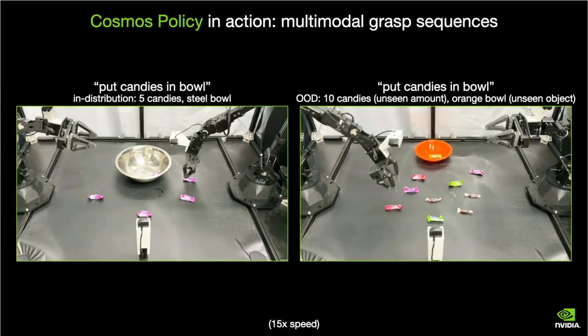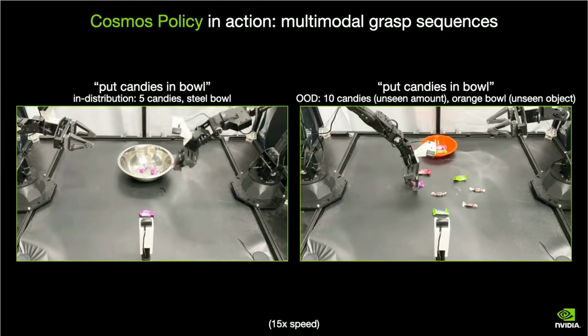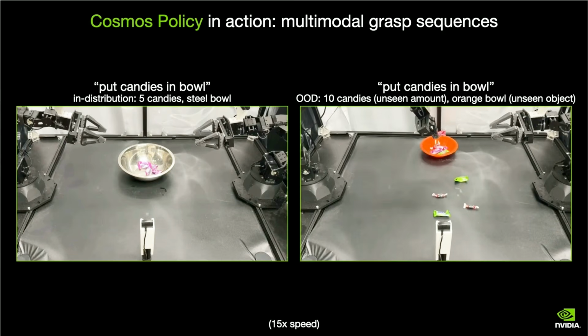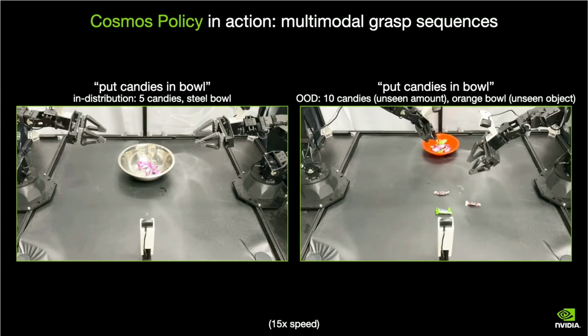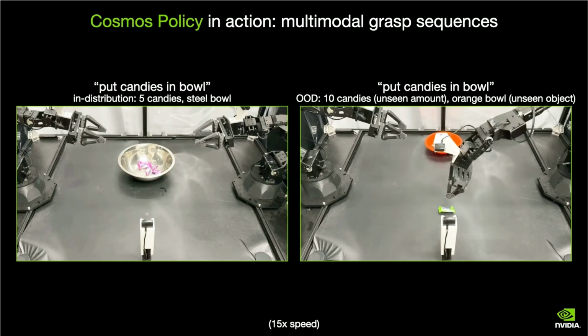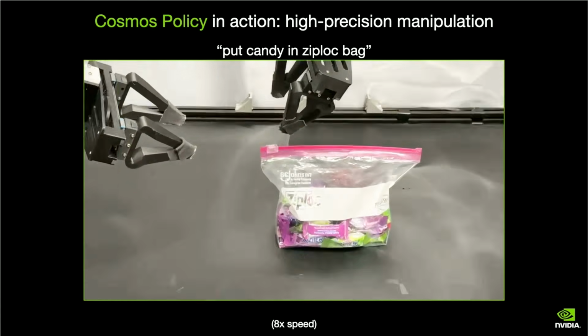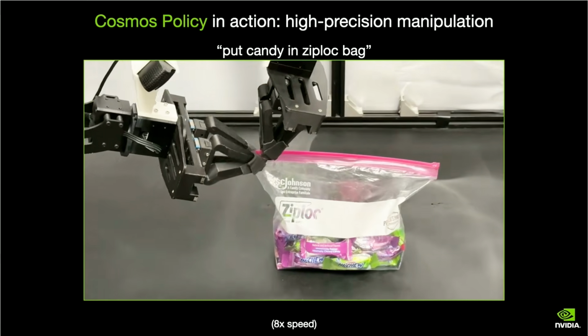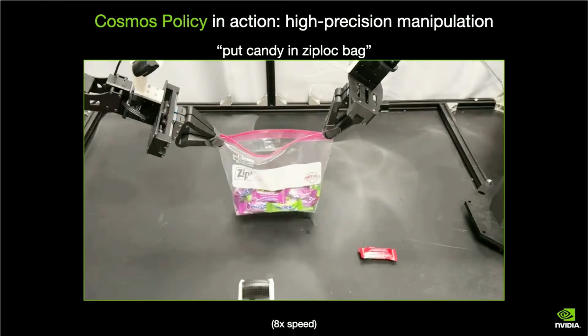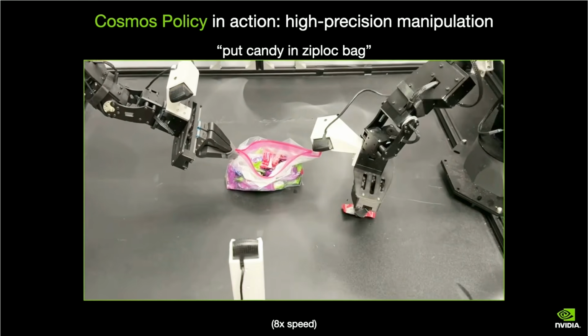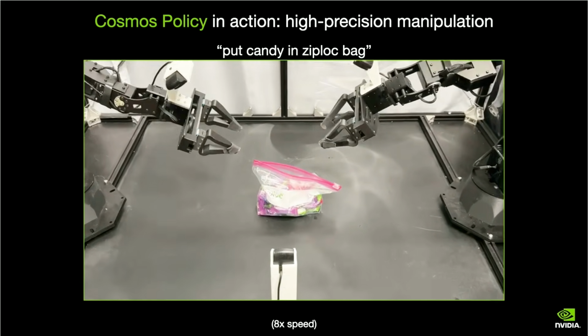Here, Cosmos policy performs consecutive object placements, handling a training dataset with high action multimodality given random alternations of left arm versus right arm usage. Here, Cosmos policy operates with high precision and carefully grasps and opens a Ziploc bag before putting a candy inside, a seemingly simple task that is more challenging than it looks.